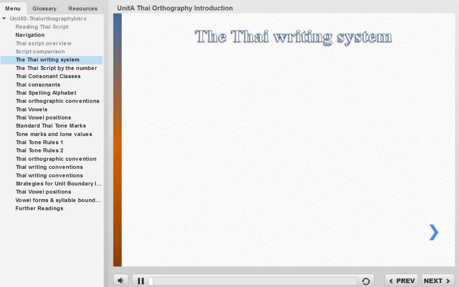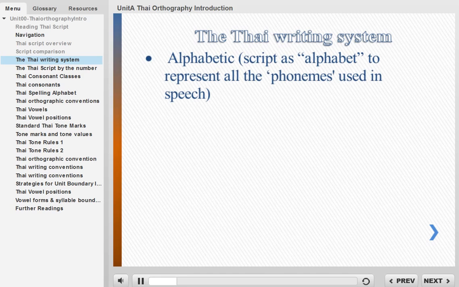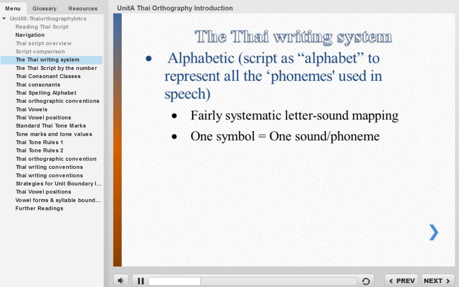Here are some characteristics of the Thai writing system. Similar to English and most of the languages in the Western world that use a Latin-based writing system, the Thai writing system is an alphabetic system, using an alphabet, a set of basic written symbols or letters, to represent the phonemes, basic significant sounds of the spoken language. The mapping of the Thai symbols or letters and sounds is fairly systematic, meaning that typically one Thai letter consistently represents only one sound or phoneme. The exception to this is the complex vowel symbols shown in slide 10.